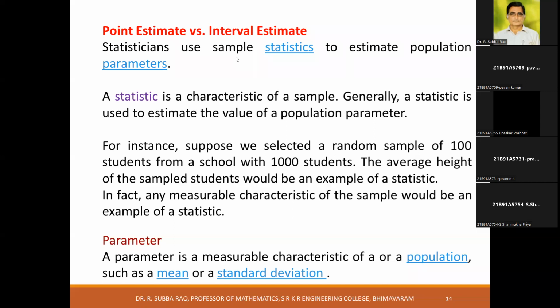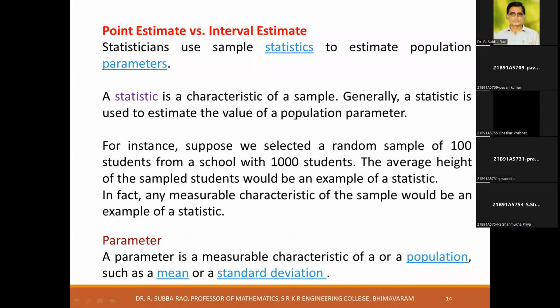You should clearly distinguish these two. Point means you are giving a single point. Interval means you are giving more than one point. So interval estimation and point estimation are the two types for the population parameter. A statistic is a characteristic of a sample.